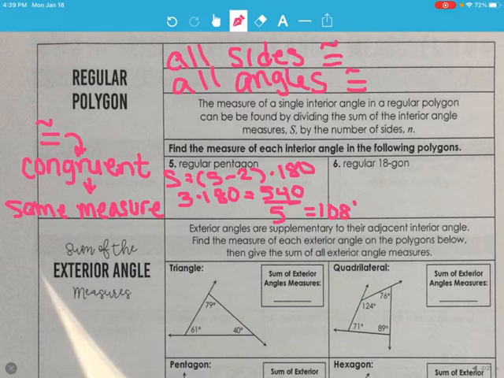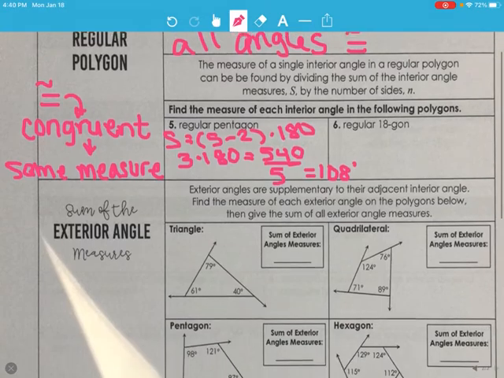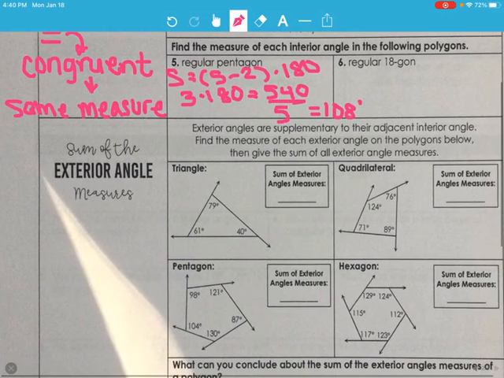Okay, I'm going to leave number 6 for you guys to try, using the number 18 instead of 5. But go ahead and just follow those steps. Follow the formula from the previous page, and then just divide it by the number of angles it would have.